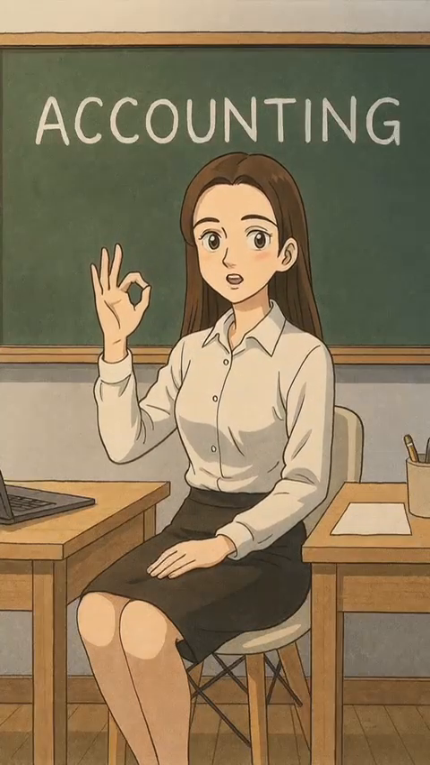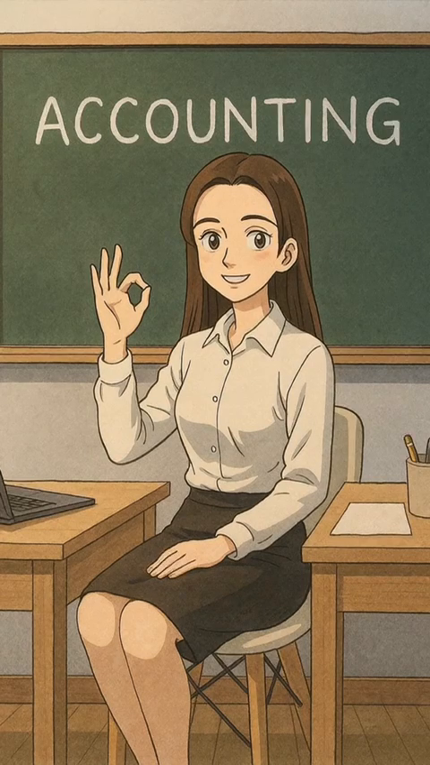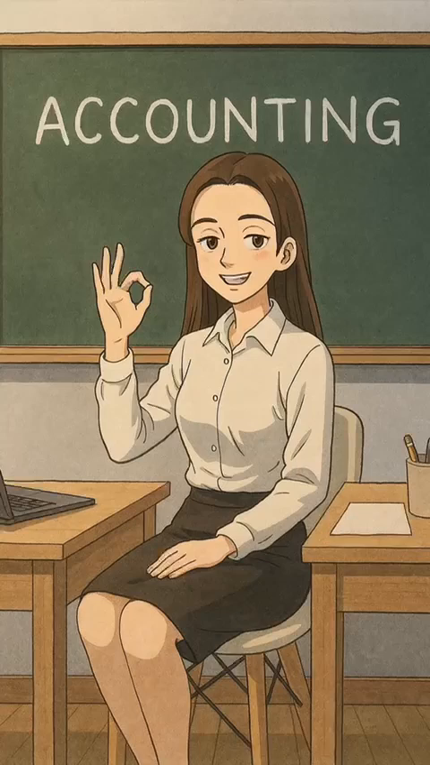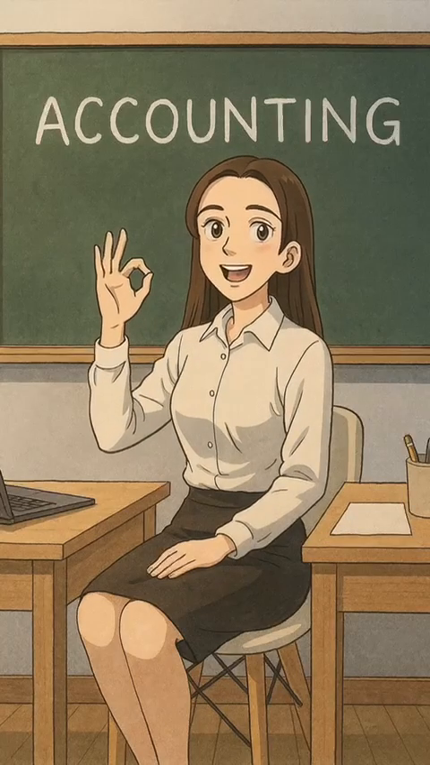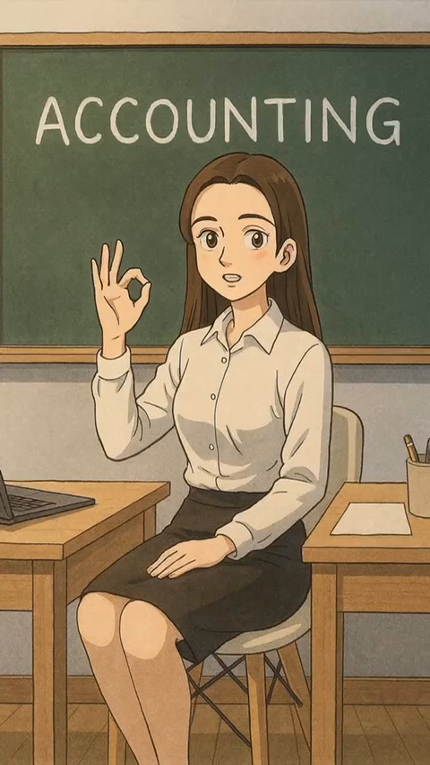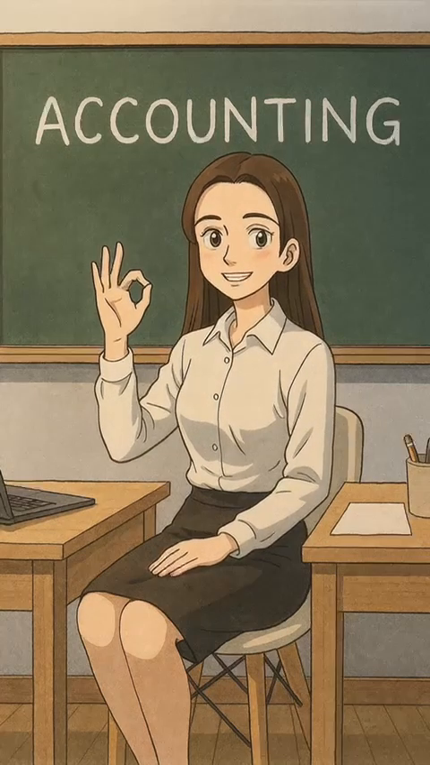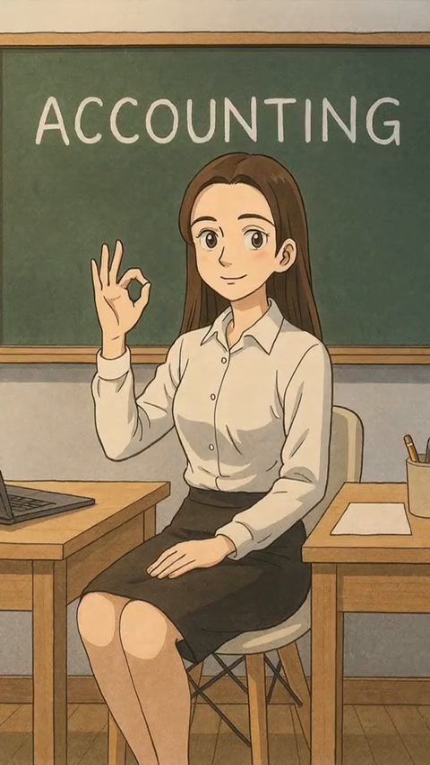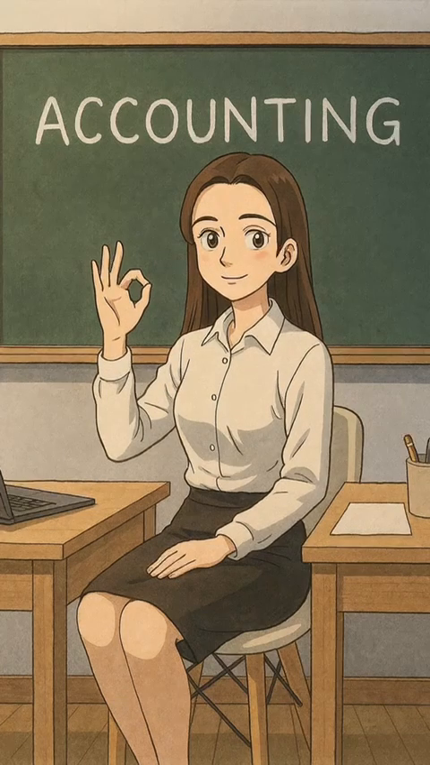Today I am going to talk about accounting. In accounting, we use accounts to record all the financial transactions of a company. Accounts are classified into three main groups: assets, liabilities, and stockholders' equity. Each account has a normal balance, which can be debit or credit, and this tells us whether the account normally increases with a debit or with a credit.